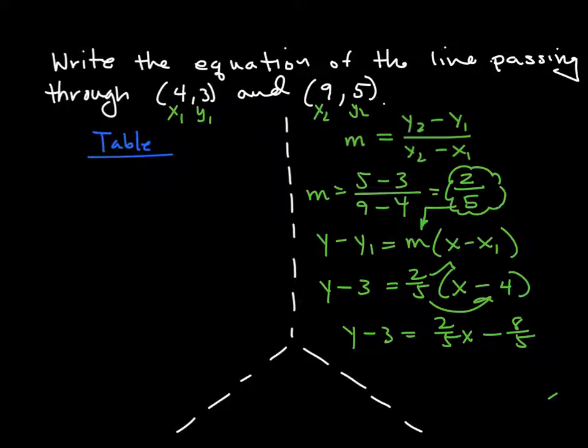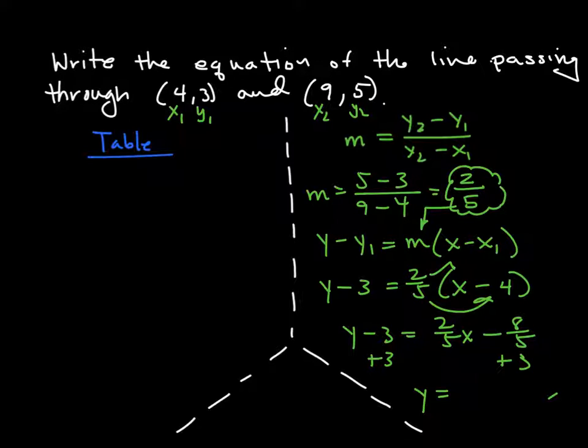I don't want you to think that everything has to be nice and pretty, because that is not the truth in real life. So we now go like such, and I need to solve for y. So we do plus 3, plus 3. So now, negative 8/5 plus 3 is going to be 7/5.